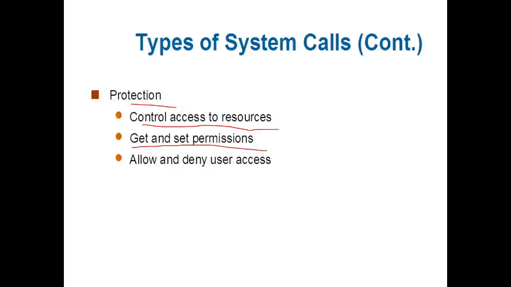Get and set permissions: to use the devices or resources, using get and set, the permissions will be given and accessed. Allow and deny users: which are authorized users and which are unauthorized users will be recognized, and for authorized users access will be given, for unauthorized users access will not be given. This can also be used when your systems are on the network.